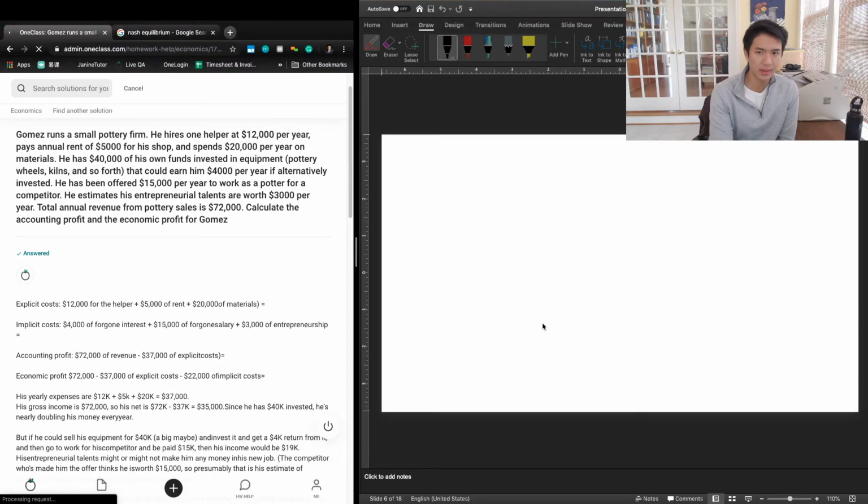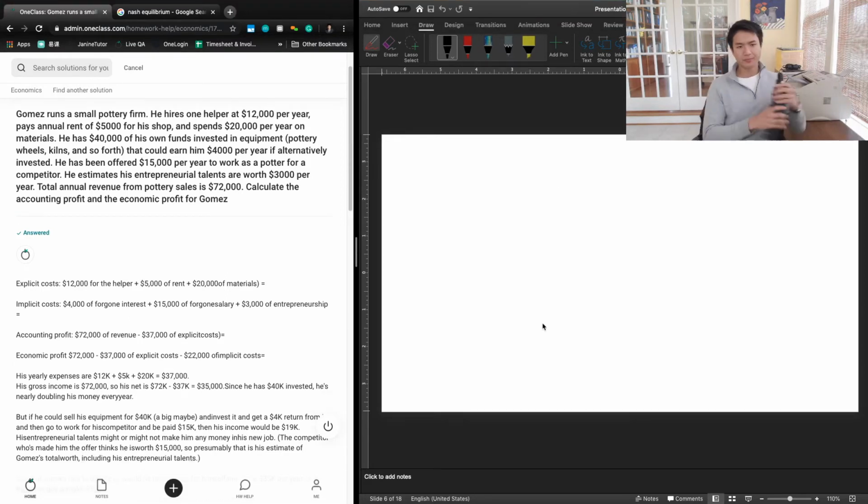It says, Gomez runs a small pottery firm. He hires one helper at $12,000 per year, pays annual rent of $5,000 for his shop, and spends $20,000 per year on materials. He has $40,000 of his own funds invested in equipment, pottery wheels, kilns, and so forth that could earn him $4,000 a year if alternatively invested.